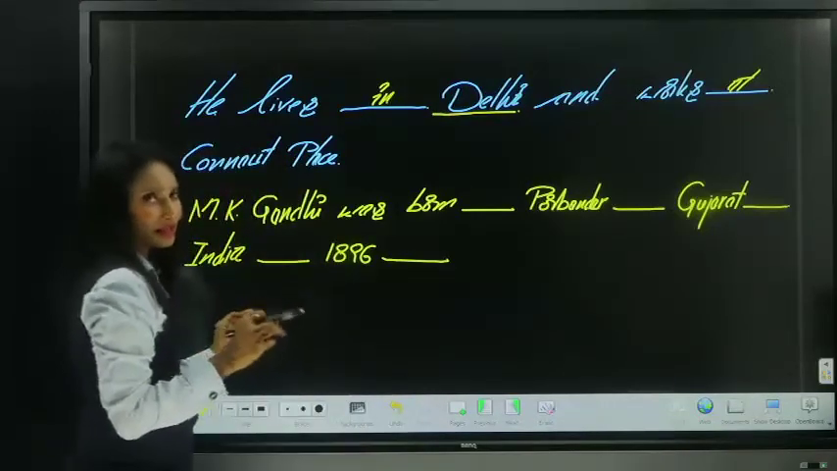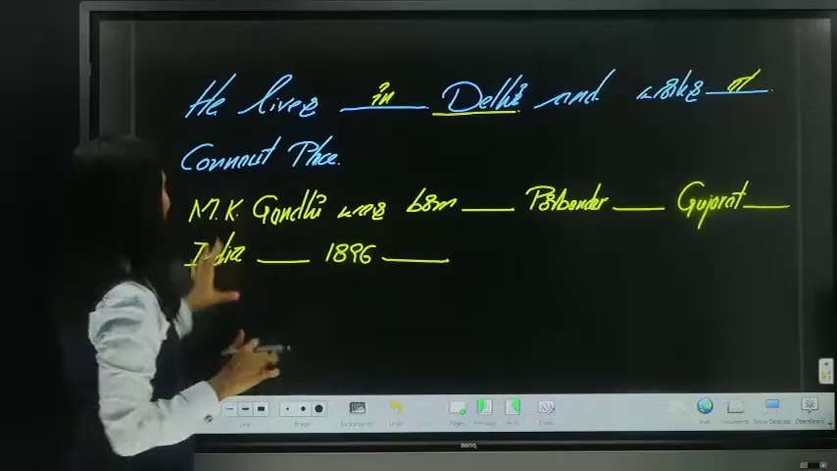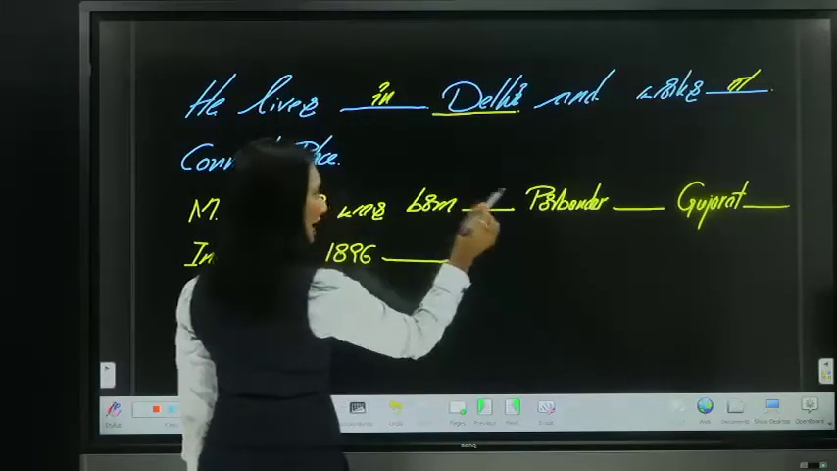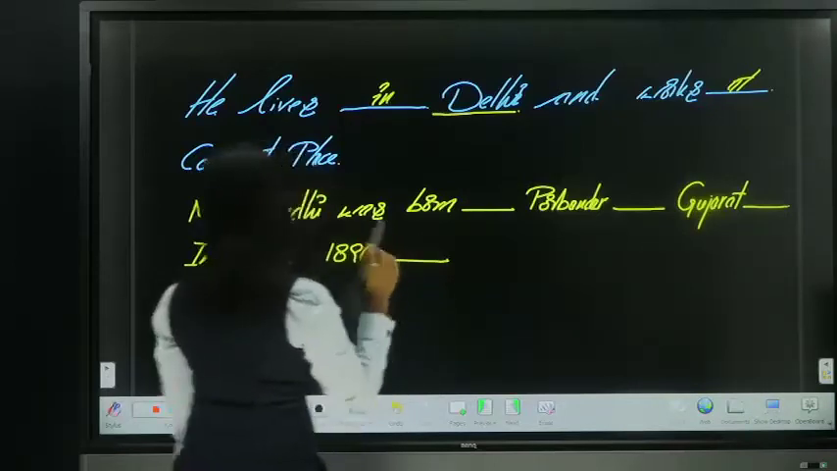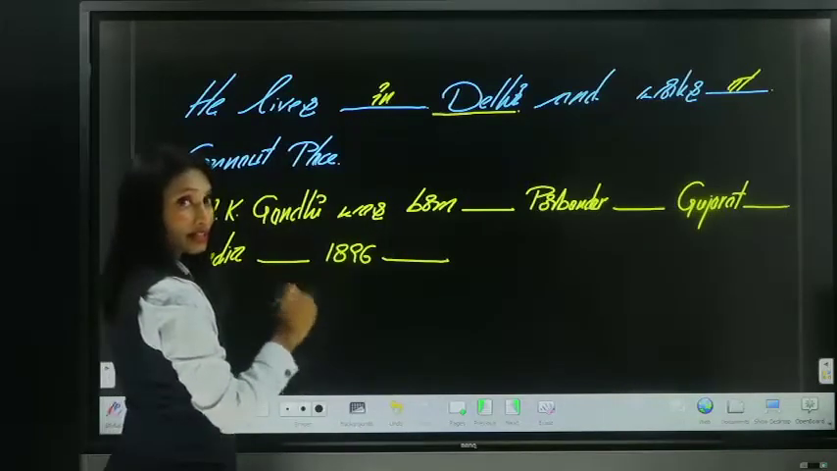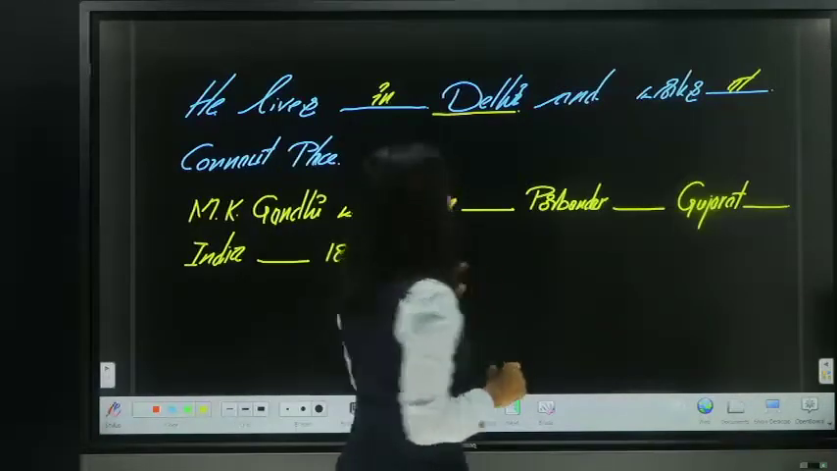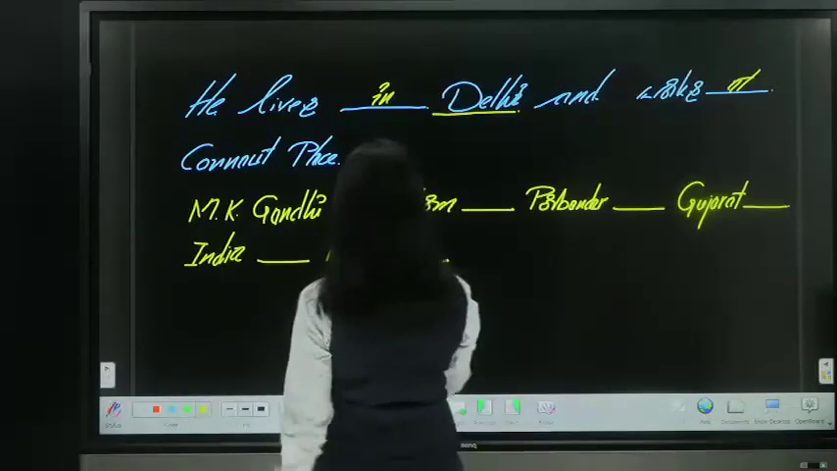I didn't complete the sentence yet. I'll be giving it, but try to answer. M.K. Gandhi was born dash Porbandar, dash Gujarat, dash India, dash 1896, dash. I'll be trying to complete the sentence. You try to answer by thinking about those.